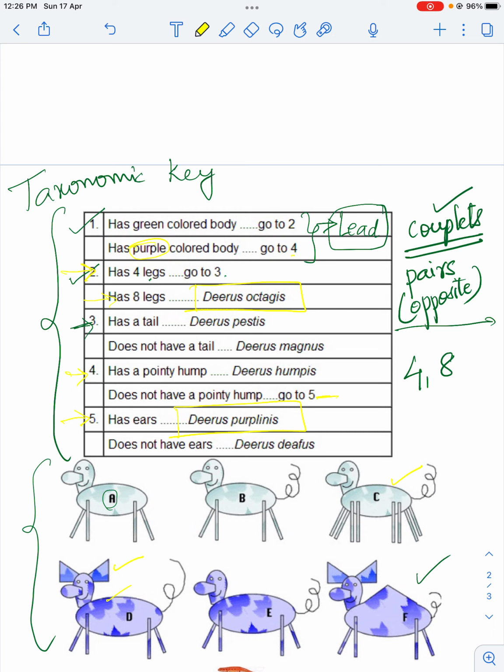Taxonomic keys are always groups of sentences in which 2 sentences are grouped together. They form the couplet, and these couplets generally give opposite meanings. For example, has a pointy hump, does not have a pointy hump. Has ears, does not have ears. So these are called couplets. Then these individual sentences in the couplets will help us lead to the identification of a plant or animal. That is called a lead.